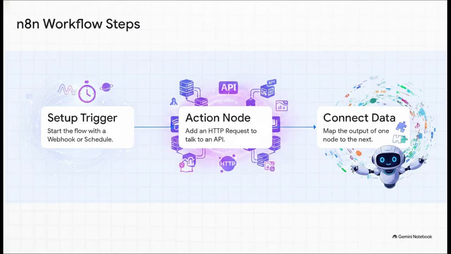Building an NN workflow completely replaces the need for writing complex code by following a highly precise logical sequence. First, you set up a trigger to start the flow, like a schedule or a webhook. Then, you add an action node to do the actual work. Finally, you just connect them visually, passing the data smoothly from step 1 directly into step 2.